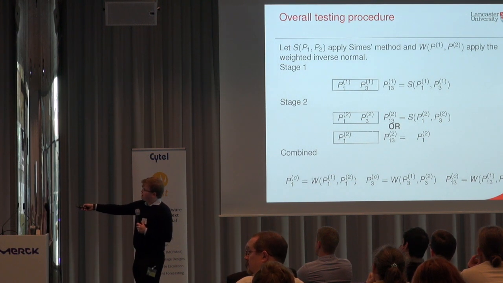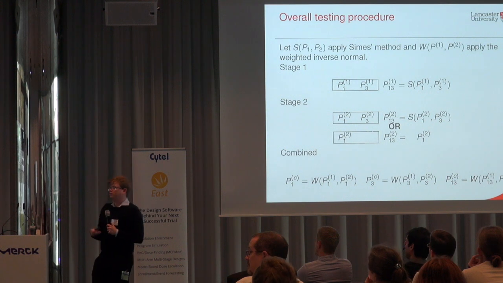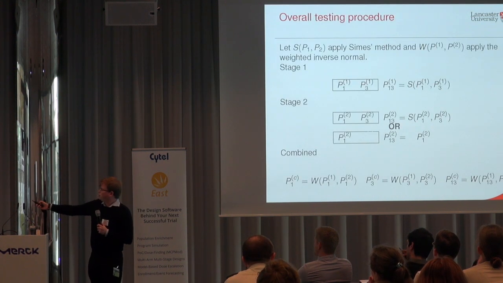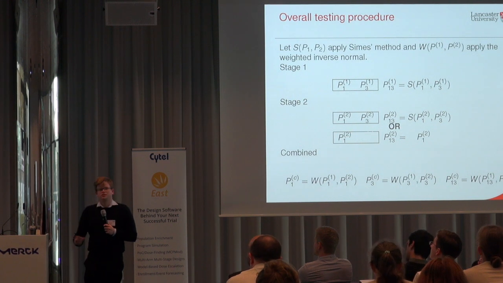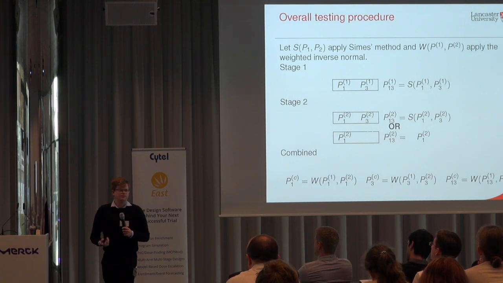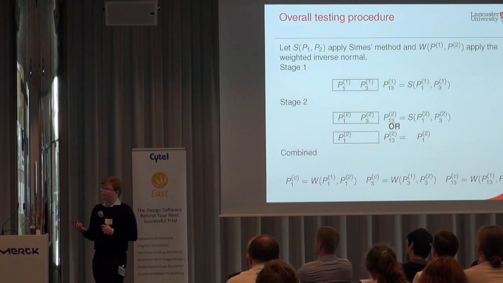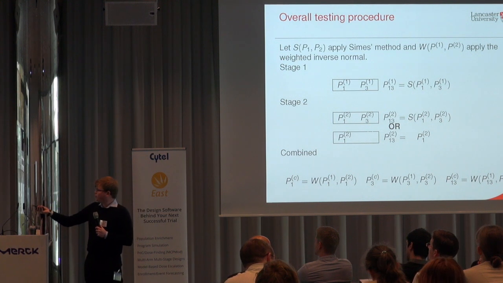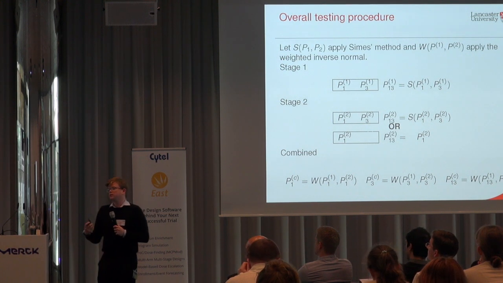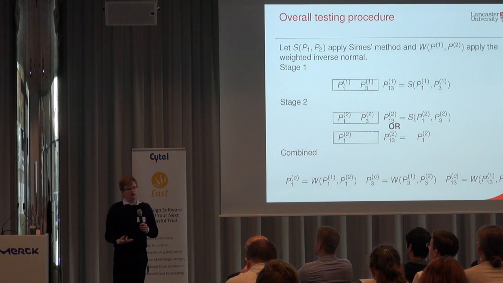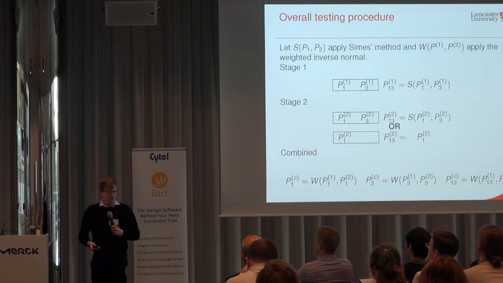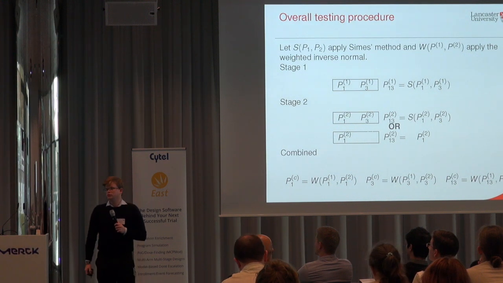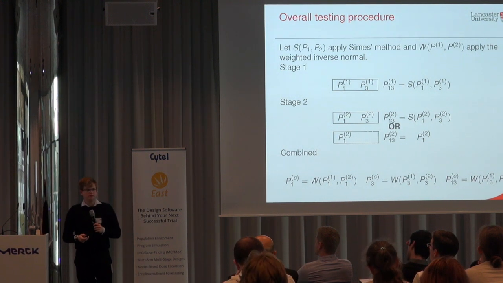In stage 2, if we continued recruitment in the full population, so we have these two p-values available, then again, this is just like stage 1, we can apply Simes method. Whereas if we only have recruitment in the subpopulation without the p-value in the full population, then the intersection p-value just becomes the p-value for the individual subpopulation. And then we combine the p-values across stages, as said before, with the weighted inverse normal. So this is our overall testing procedure.